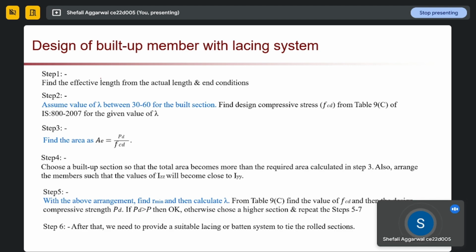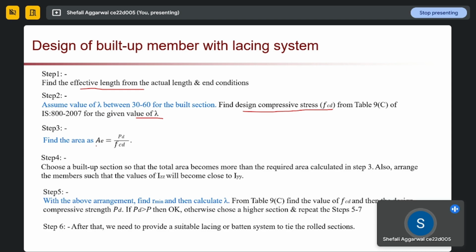So if we come to the design of our lacing system, the first step would be to find the effective length from the actual length. It depends on our end condition and the type of welding, as we have seen in the previous slide. Next, we will assume the value of lambda between 30 to 60 for a built-up section, and for the given value of lambda we can find the design compressive strength fcd. It is given in table 9 of IS 800.